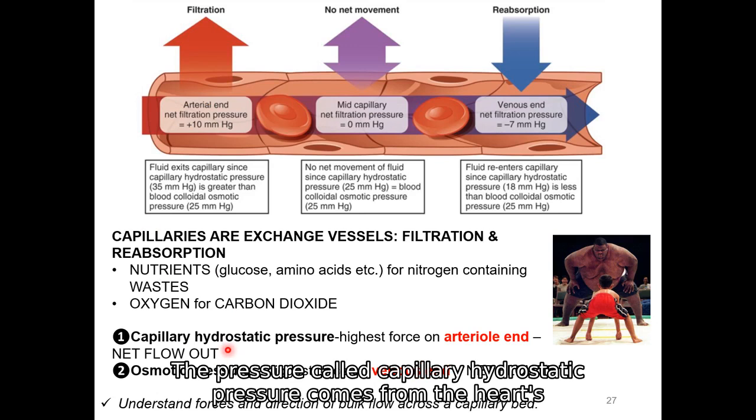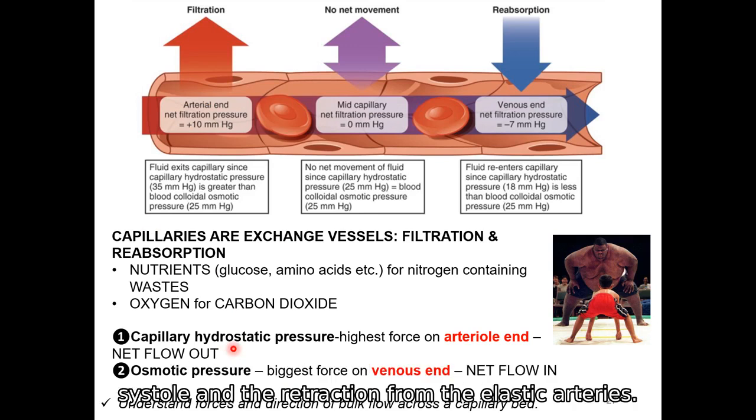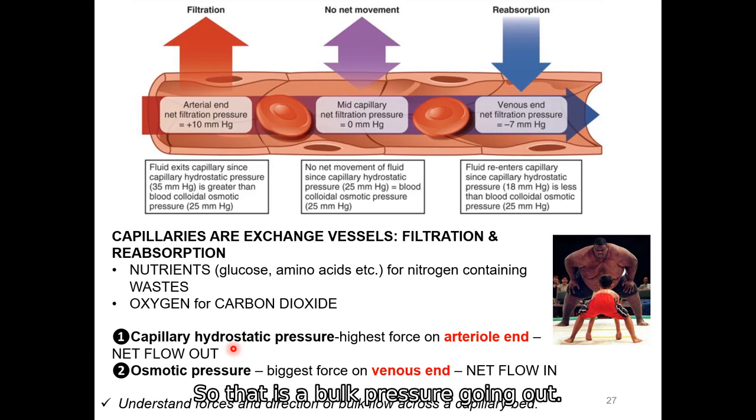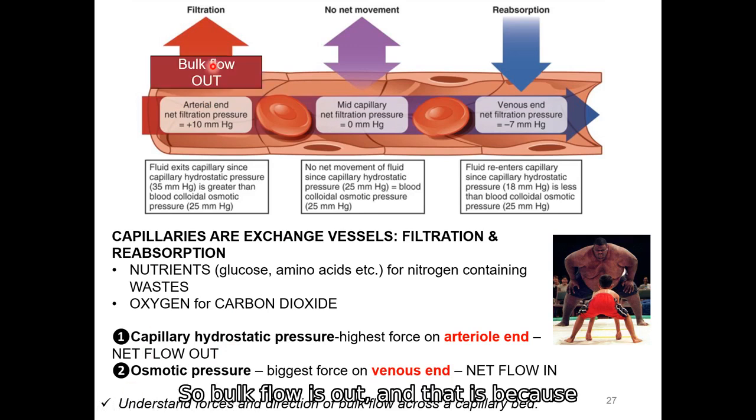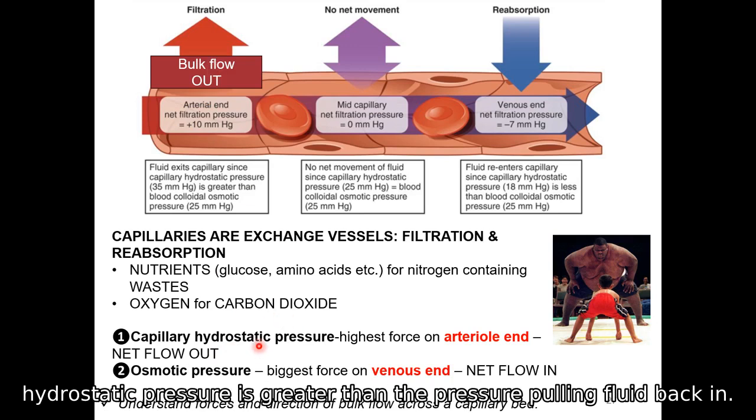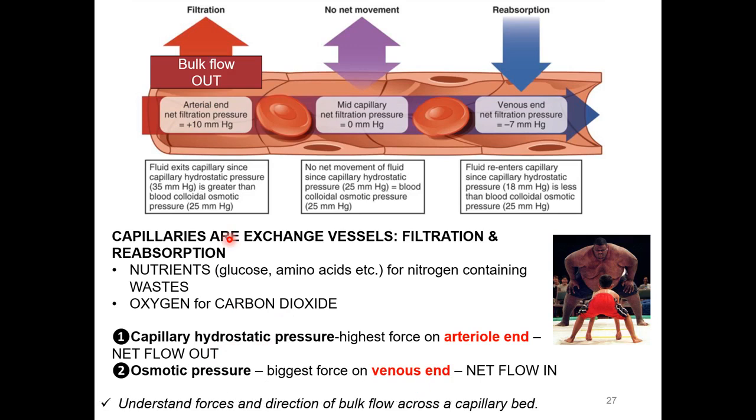The pressure called capillary hydrostatic pressure comes from the heart's systole and the recoil of the elastic arteries. So that is a bulk pressure going out. On this arterial end, bulk flow is outward, okay? Bulk flow is out because hydrostatic pressure is greater than the pressure pulling fluid back in.